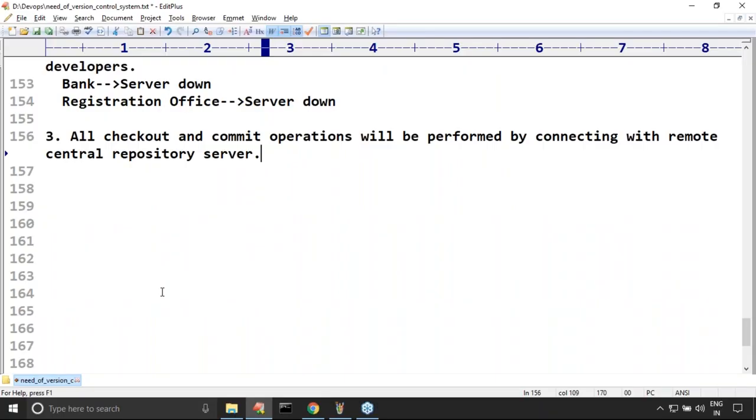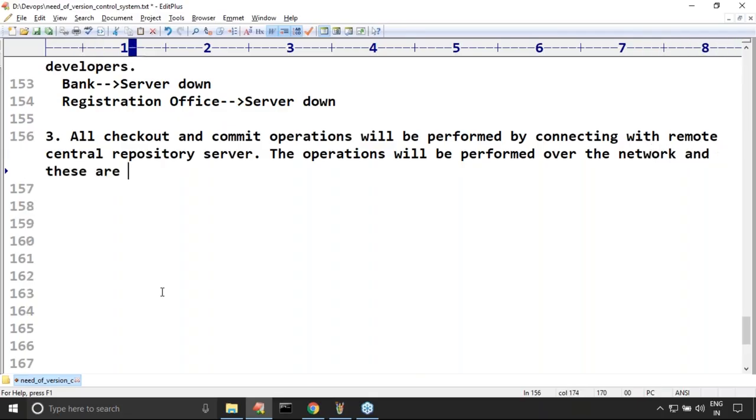So the operations should be performed over the network. Remember this, the operations will be performed over the network, and these are not local operations. Remember these ones, these are not local operations. If in your machine you want to perform commit or checkout, compulsorily you require to connect with the remote repository. These are not local operations.